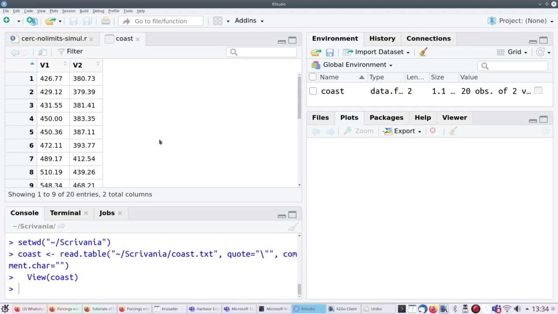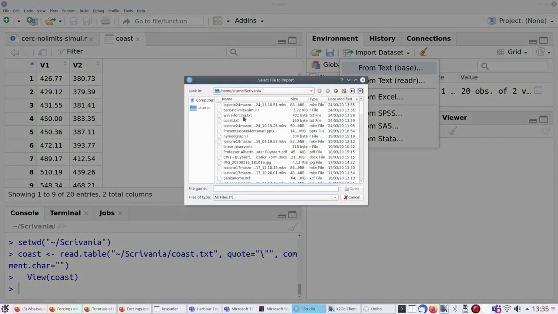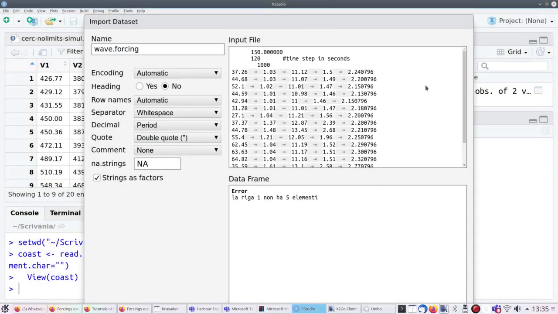Okay. Now, for the second file, and this is the last operation that I ask you to complete, it's a bit of a problem if you use import dataset. Let's try anyway, because it's a bit complicated, this file. If you do this, you see that there is an error. The window says error. Row 1 doesn't have 5 elements.